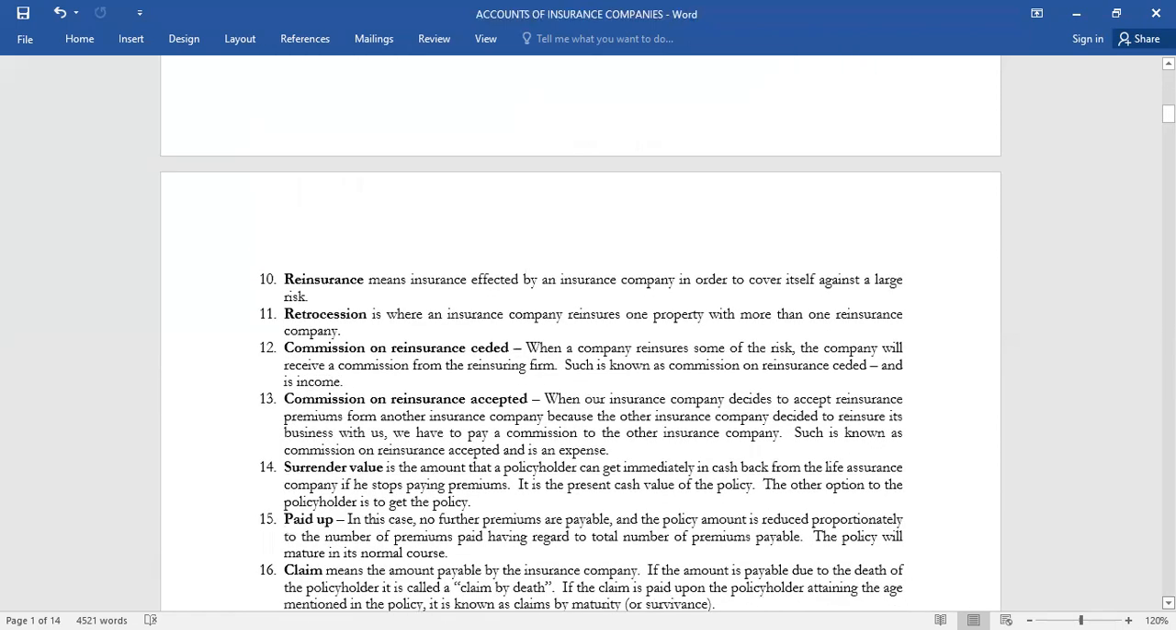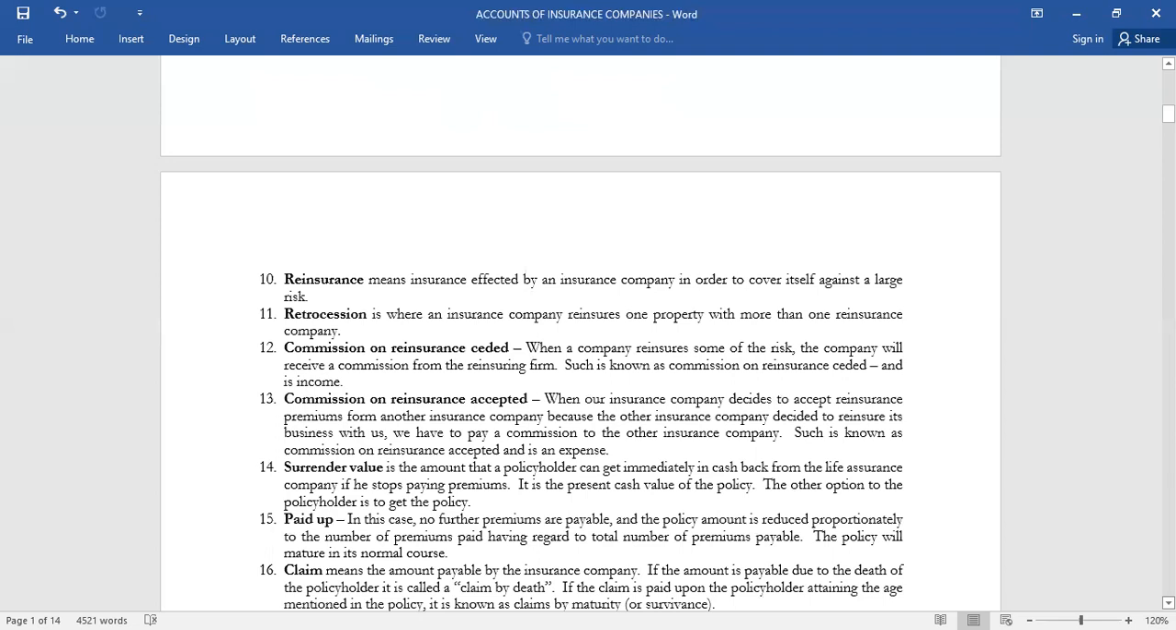Then we have reinsurance. Most insurance companies, of course, insurance is a risk. So the insurance company is underwriting, or undertaking, a risk to indemnify the insured against a phenomenon.